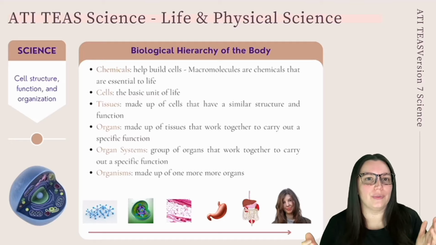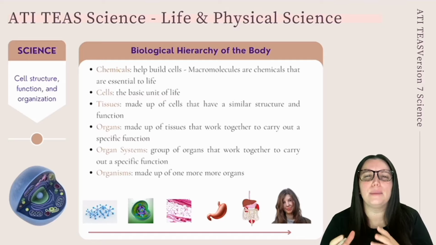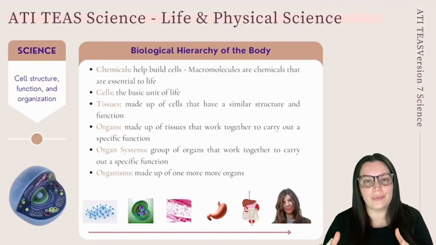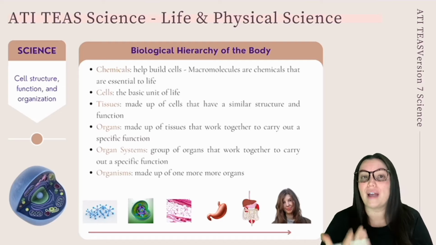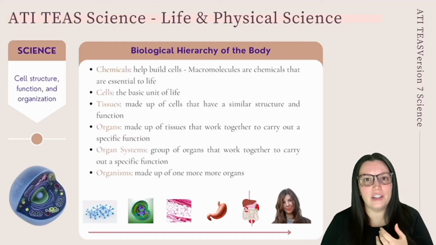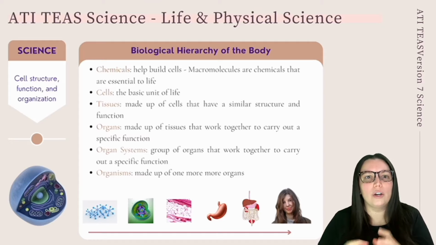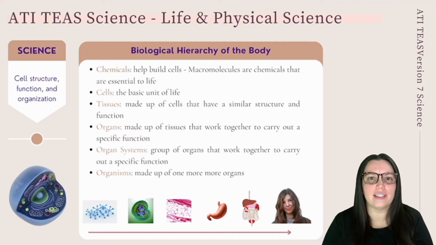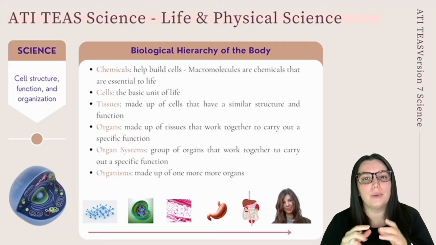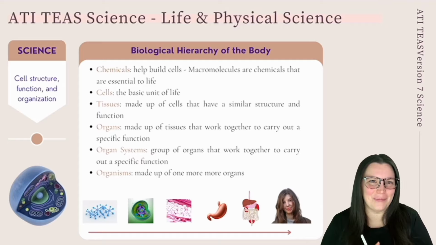Next, we have tissues. Tissues are made up of cells that have similar structure as well as function. There are 4 types of tissues found within the human body: epithelial, connective, muscle, and nervous. Tissues can help carry out functions such as protection, support, movement, as well as communication. Organs are made up of tissues that work together to carry out specific functions. For example, the heart pumps blood throughout the body.